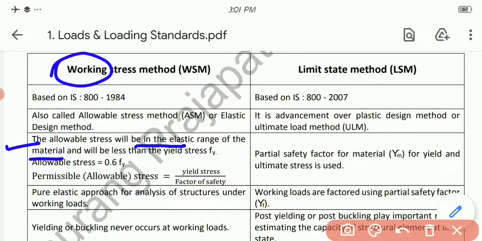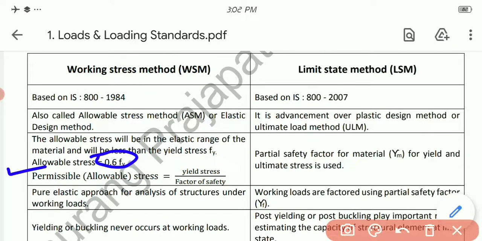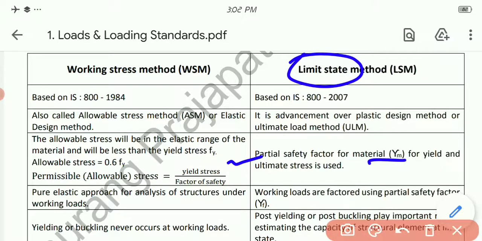Now, in the working stress method, the allowable stress will be in the elastic range of the material and will be less than the yield strength. So in this criterion the allowable stresses are assumed in the elastic range and are quite less than the yield stress. Let's discuss the allowable stress. The formula is 0.6 Fy, and the permissible or allowable stress is yield stress divided by factor of safety. Because of the factor of safety, the yield stress is always reduced. While in the limit state method, the partial safety factor for the material, gamma m, for yield and ultimate stress is used.